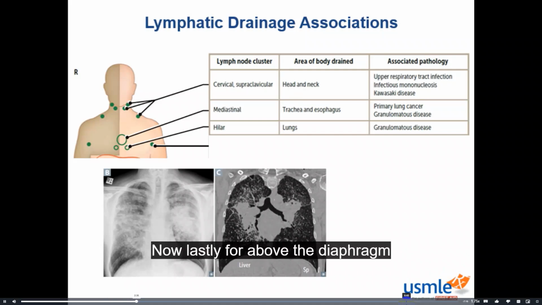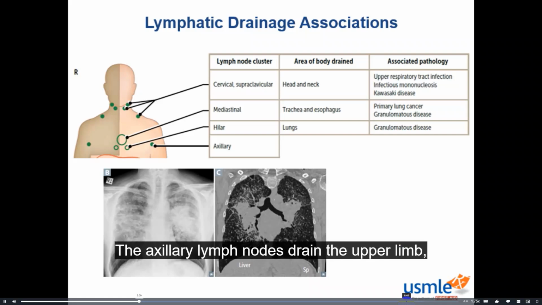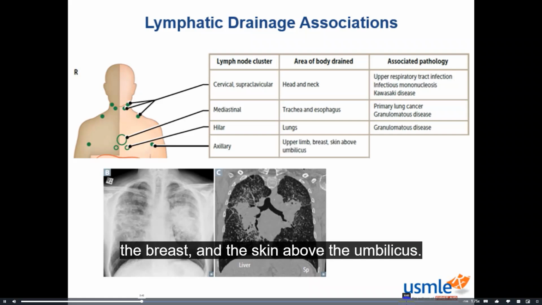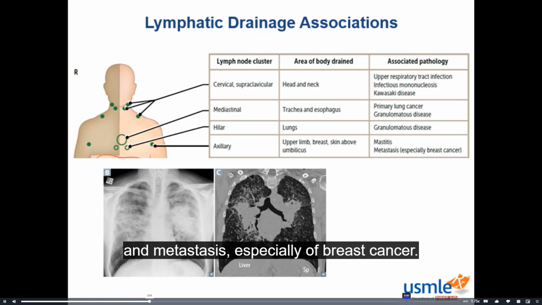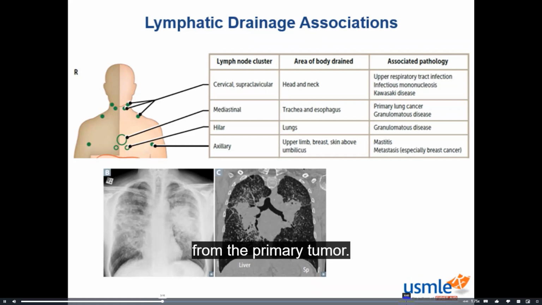Now lastly, for above the diaphragm, let's talk about the axillary lymph nodes. The axillary lymph nodes drain the upper limb, the breast, and the skin above the umbilicus. There are a number of associated pathologies with axillary lymphadenopathy, but we'd like to highlight mastitis and metastasis, especially of breast cancer. Axillary lymph node metastasis is the most important prognostic factor in early stage disease. Now, this group of nodes often gets resected during mastectomy in order for pathology to rule out if there has already been metastatic spread from the primary tumor.